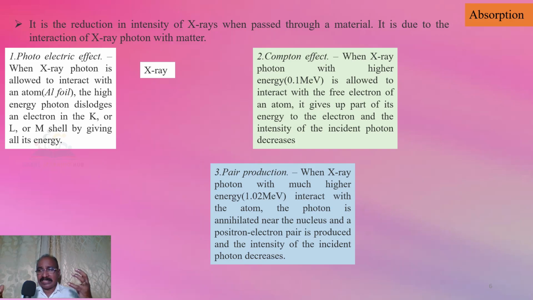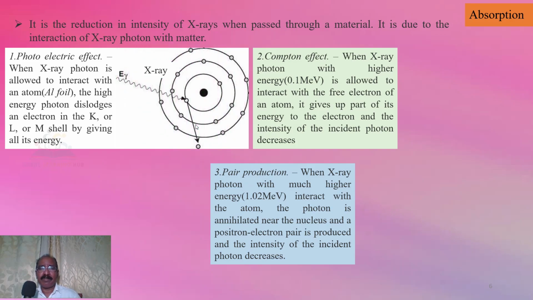How this energy on one hand and matter on the other hand interact, this energy is absorbed by the matter. And what happens then? Three effects are taking place while absorption is taking place. One is the photoelectric effect. Another one is the Compton effect. Another one is pair production.